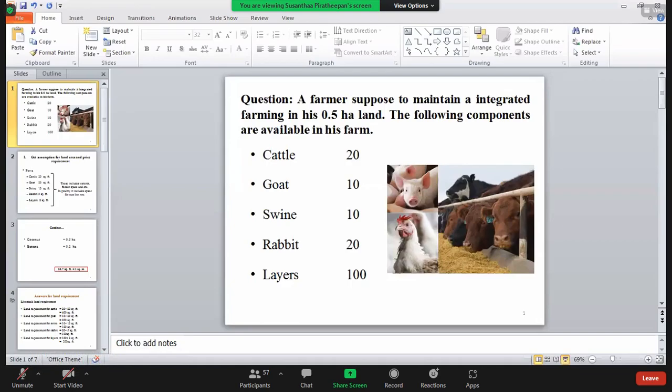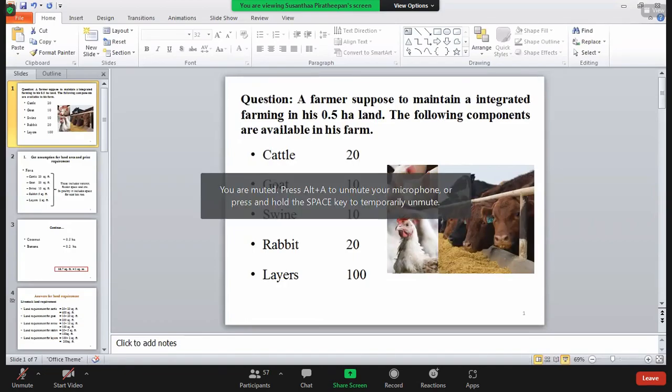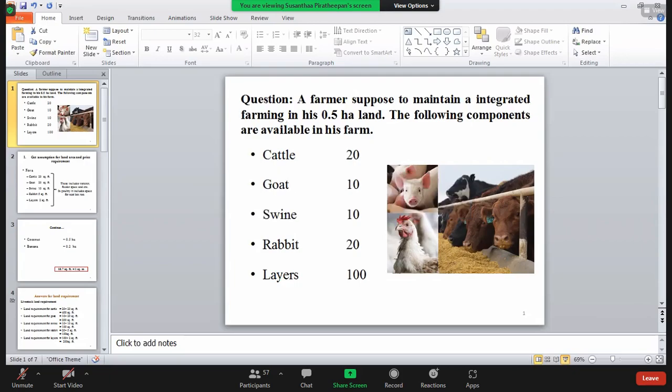Read the questions and try to do the sum. First, note the questions. Okay, a farmer is supposed to maintain an integrated farming on his 0.5 hectares of land. The following components are available in his farm. Okay, cattle 20, goat 10, swine 10, rabbit 20, and there are 100 layers. Note this.